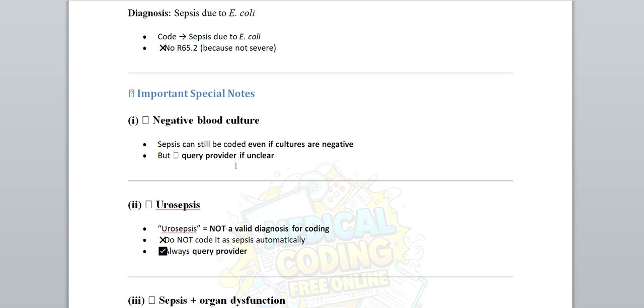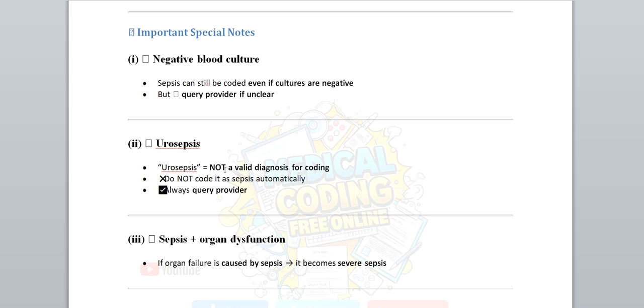But query the provider if it is unclear. Urosepsis is not a valid diagnosis for coding. Do not code it as sepsis automatically. Urosepsis means you don't know if this is sepsis. Always query the doctor, for whether sepsis is clearly there or not.